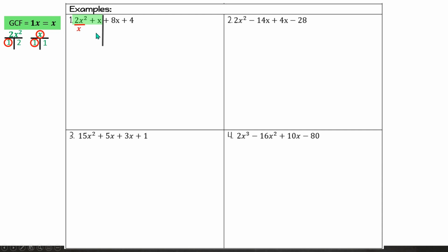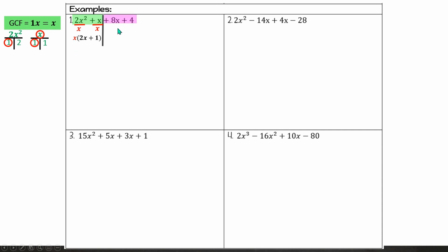So now I'm going to divide both terms by x. And once I divide both terms by x, I get 2x plus 1. And remember, I have to factor out that x, so it didn't go away. I just have to take it out and list it out front of the parentheses.